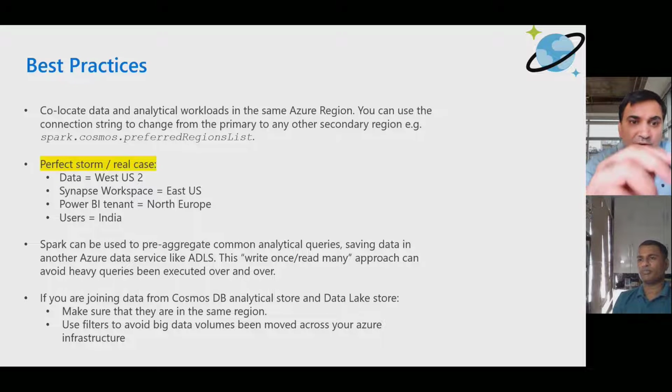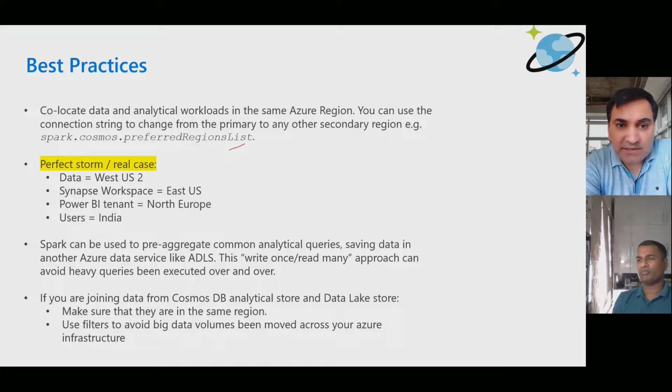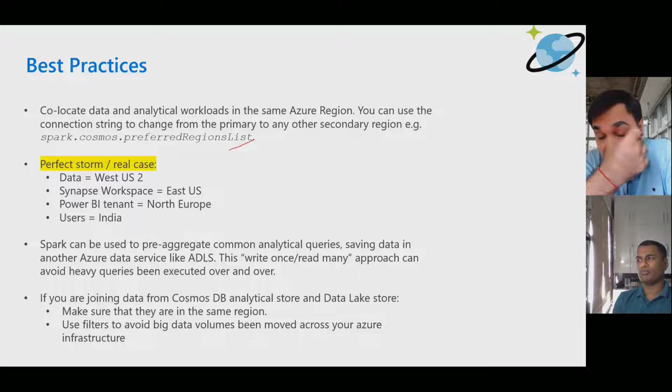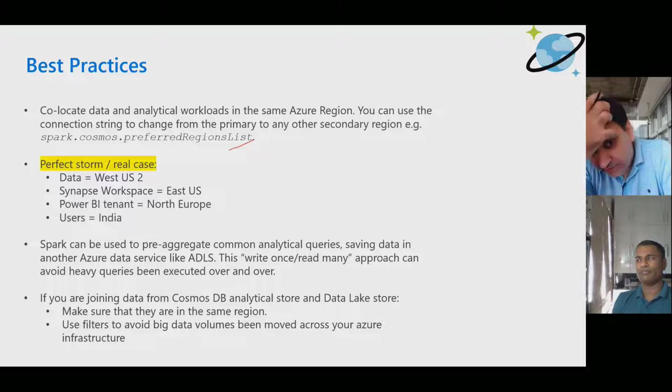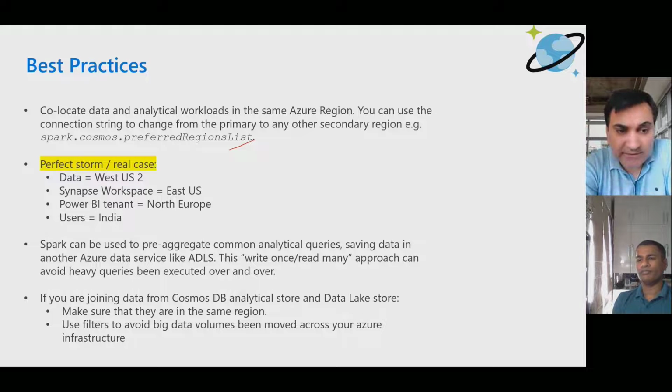Okay, an important thing here, because now we are talking about a multi-region implementation. Let's say you have multiple regions. Just make sure that you co-locate the data, or you pick the right region, because it will waste a lot of time in terms of latency between data centers, or between geographic locations. So if you look at this setup, you have users in India, a Power BI tenant in Europe, a Synapse workspace in East US, and data in West US 2.